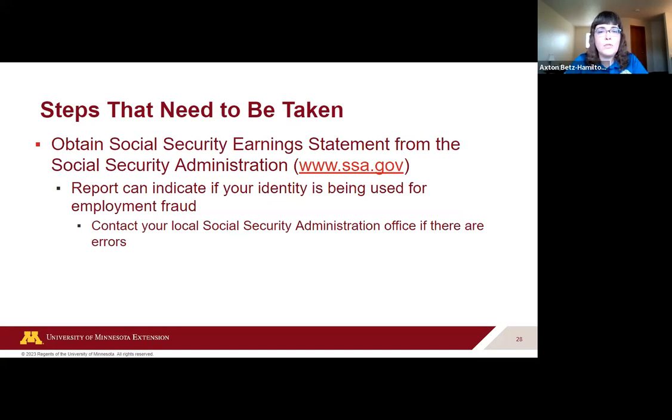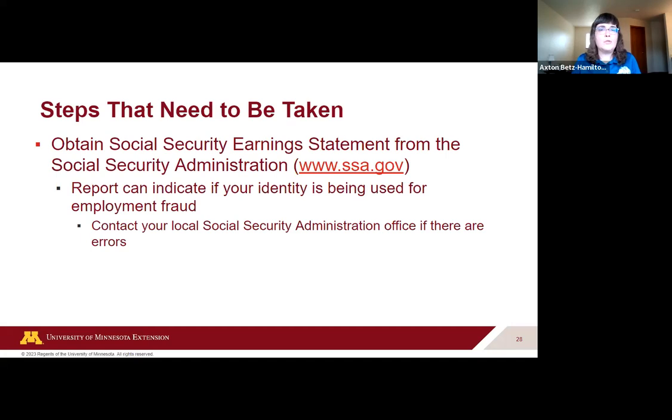I mentioned before, obtain your Social Security earnings statement from the Social Security Administration. You can do this through ssa.gov and set up a myssa.gov account. This report can indicate if your identity is being used for employment fraud.